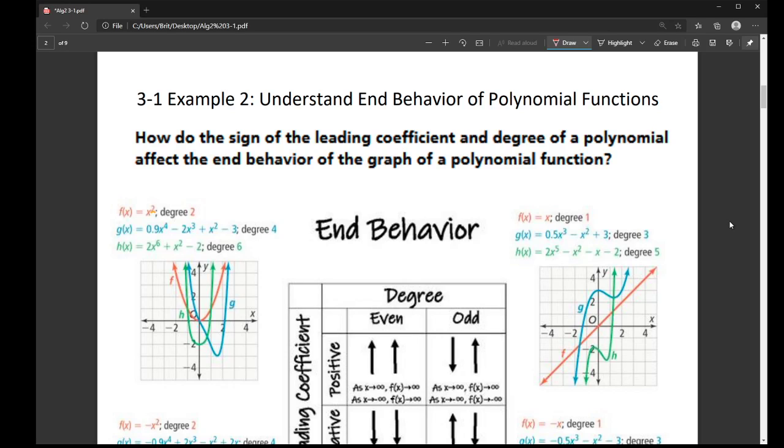In this video, I'm covering example 2 from section 3-1 in the SavvasRealize Algebra 2 textbook. In this video, we are looking at understanding the end behavior of polynomial functions.